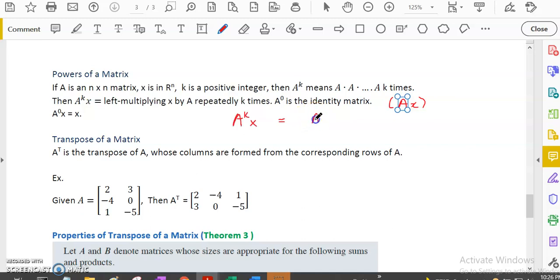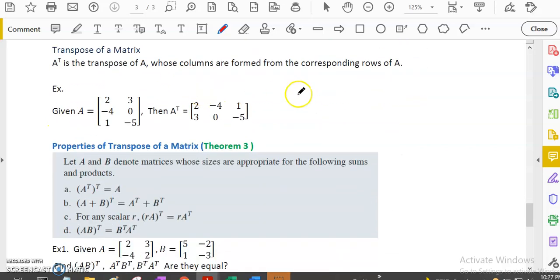So that means you do Ax, and then you do A again, left multiplying A k times. So that is called A^k x. This is used later on in chapter 4. It's the notation. And if you do A to the power 0, in numbers it is 1, right? So A to the 0 is an identity matrix, so it becomes x itself, the original vector.